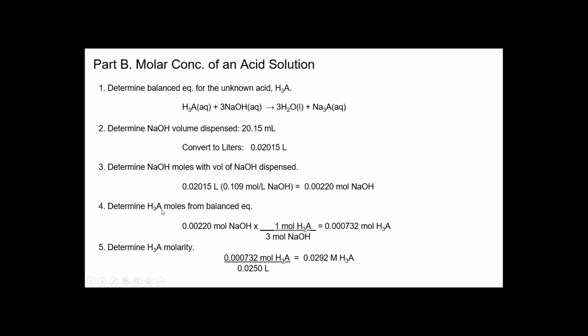This is the step that's different. Determine my moles from the balanced equation. So I have my moles of sodium hydroxide, but I have to account for the 3 moles in the balanced equation, which I do. And it produces the moles of my unknown triprotic acid. Make sure you do the step.